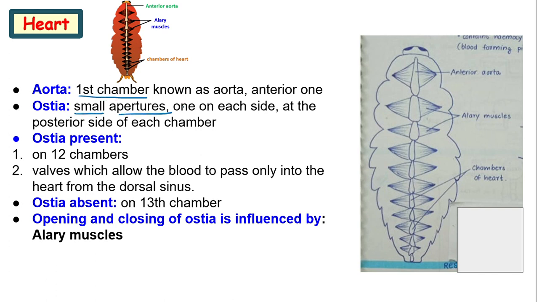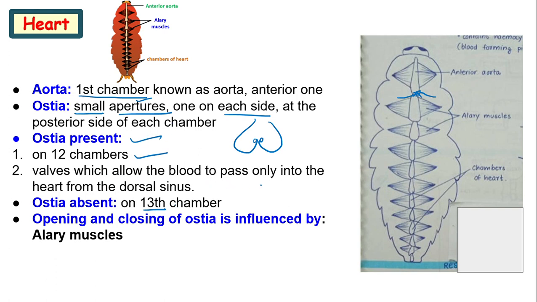Ostia is nothing but the small aperture. What did I tell you? See here, the ostia will be present over here. So blood is actually going to enter inside the ostia. Ostia is the small aperture or opening, one on each side at the posterior end. So suppose this is one chamber, you have one ostia over here, another ostia over here. How many ostia are present in one chamber? 2 ostia are present. Where? On the posterior side. Now ostia are present only up to the 12th chamber, because on the 13th chamber ostia is absent.